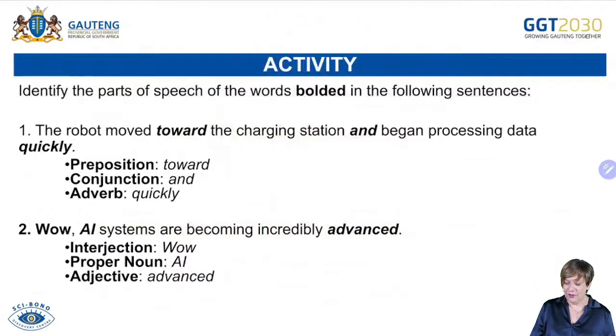And here we've got advanced. Advanced is describing the system. AI systems, that's your noun. So advanced is describing the systems. And that's why it's an adjective.